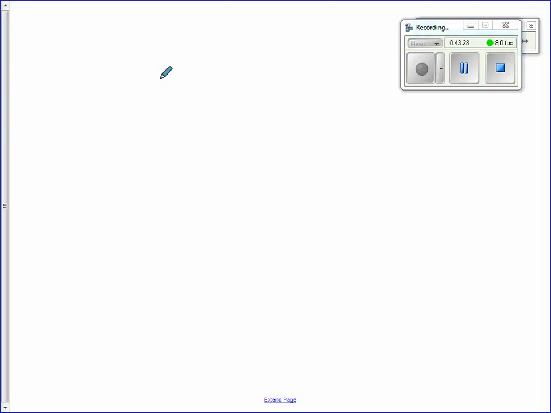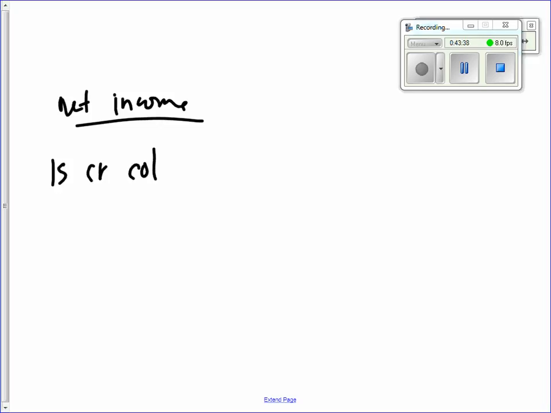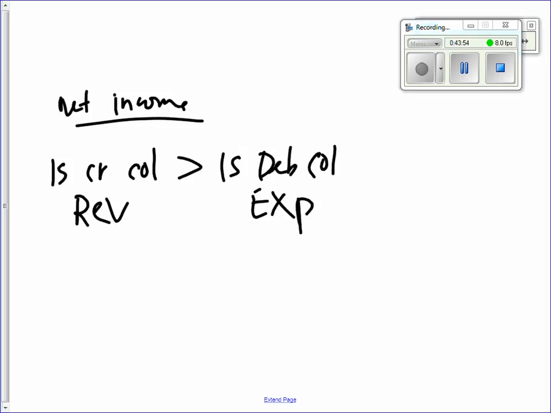When you have a net income, your income statement credit column is going to be larger than your income statement debit column for the exact reason that Carrie just explained. Let's put names with these. Your income statement credit column is revenue. Your income statement debit column are expenses. You know this. When revenue exceeds expenses, you have a net income. Carrie just explained that to us. I just put new names with it.